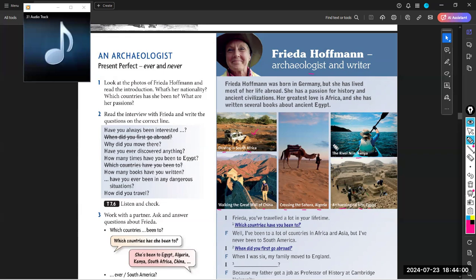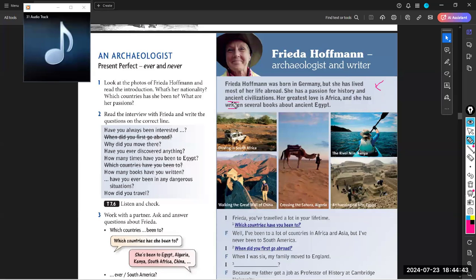So let's read the introduction, and we have to solve the questions after this introduction because we have an interview with Frida Hoffman. Ryan, can you read the introduction, please? Yes, Mr. Frida Hoffman, archaeologist and writer. Frida Hoffman was born in Germany, but she has lived most of her life abroad. She has a passion for history and ancient civilizations. Her greatest love is Africa, and she has written several books about ancient Egypt.